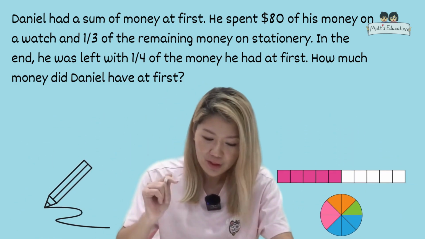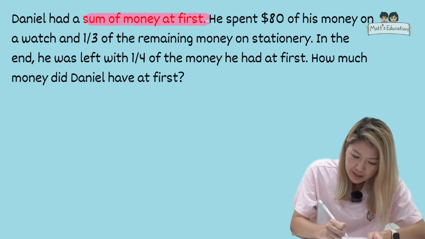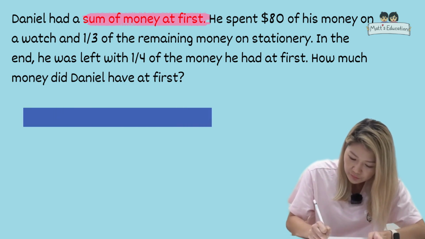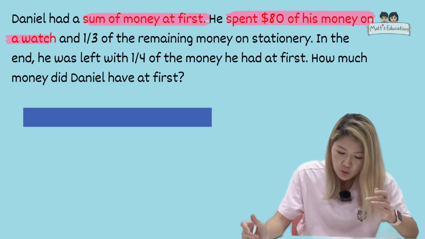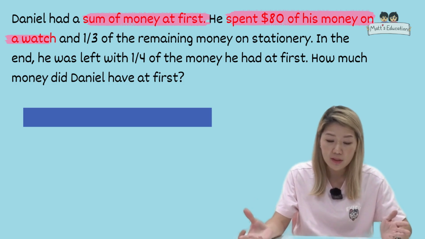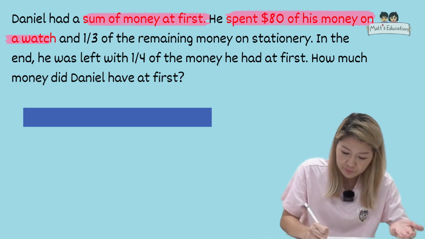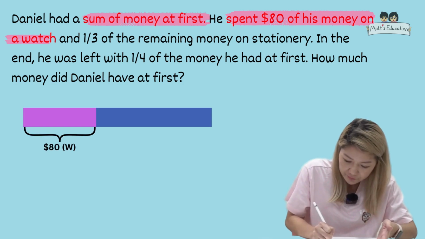Draw models. Okay, so now let's draw the models for this question. Daniel had a sum of money, so we will just draw one whole to represent the sum of money that he has. And he spent $80 of his money on a watch. We do not know how long or how short this $80 will be, so we'll just roughly draw a length that we feel $80 will be. Then we'll indicate it as $80, and that's for the watch.